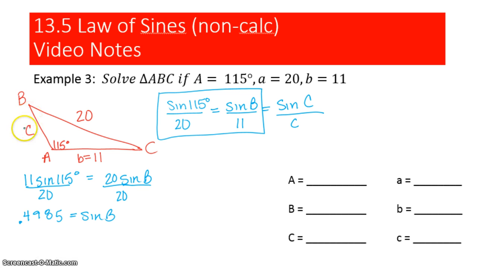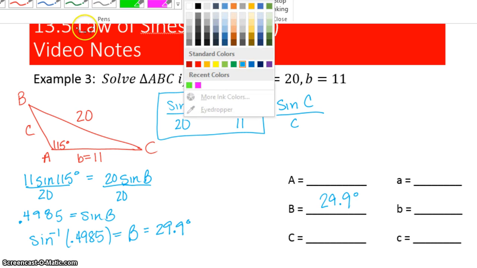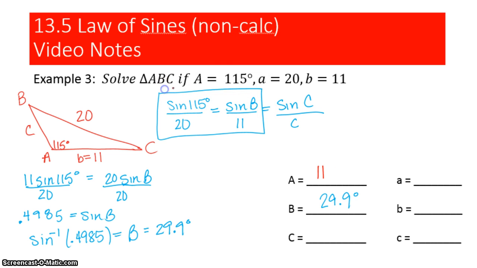How do we find a missing angle when we are given its sine or its trig function? Correct. We're going to do the inverse sine of 0.4985, and that will give us angle B. So you're going to type in your calculator second sine or inverse sine 0.4985, and that will give you angle B, which is 29.9 degrees. So we're going to fill in here 29.9 degrees, and we're going to fill in our other pieces. Angle A is 115, side A is 20, side B is 11.